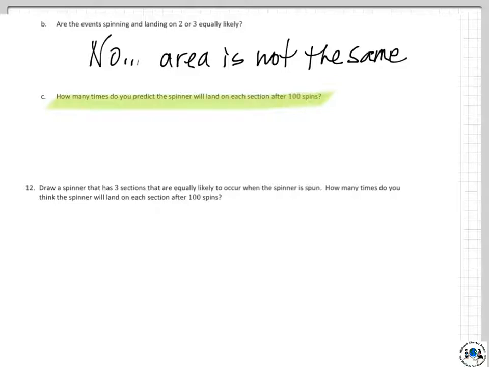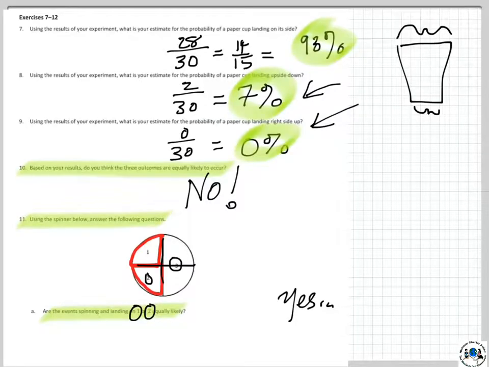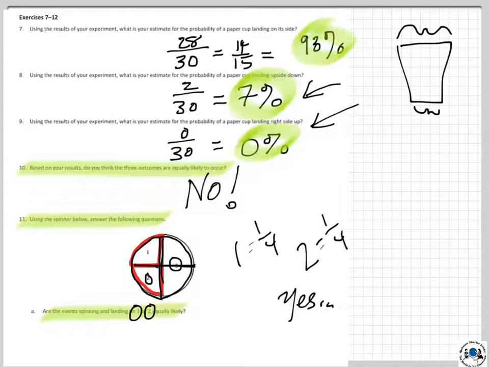Okay, so how many times do you predict the spinner will land on each section after 100 spins? If we take a look at the spinner again, you can see the probability here because we've split it up into fourths, which makes it easier for us to do. So 1 has a 1 out of 4 chance, 2 has a 1 out of 4 chance, but 3 has a 2 out of 4 chance.